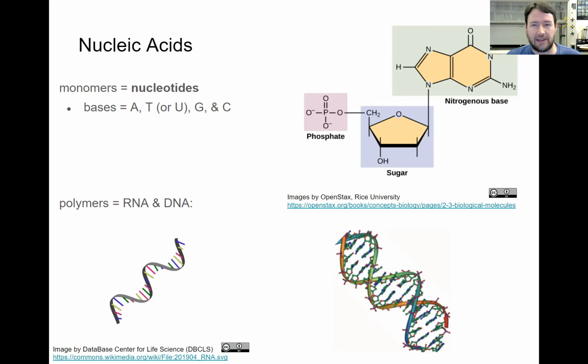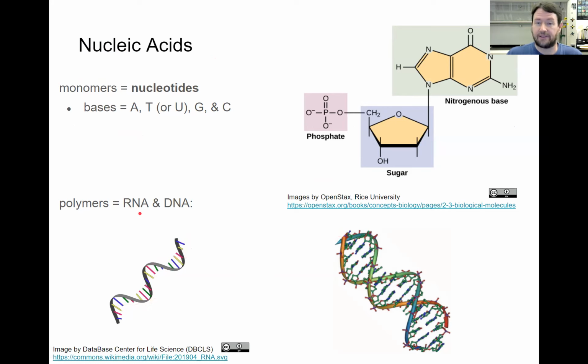And it's really, really cool. And I wish we had time to get into it in Biology 101, but we don't. So if this is really, really interesting to you, you might consider taking Biology 102 or Biology 112 or taking the Majors Biology series. But in any case, those are the monomers. The polymers are these famous molecules, RNA and DNA.